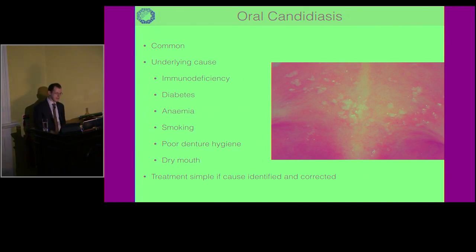The key thing with Candida is there's usually an underlying cause. It's the disease of the diseased. So why is it there is always the question. And there's a list there of some of the things that can be underlying in oral candidiasis, and that always needs to be considered, and those things should be ruled out. And if you can figure out what the problem is, the treatment is really simple.